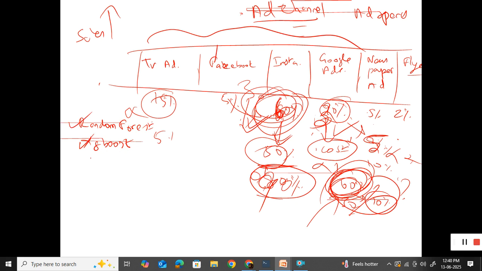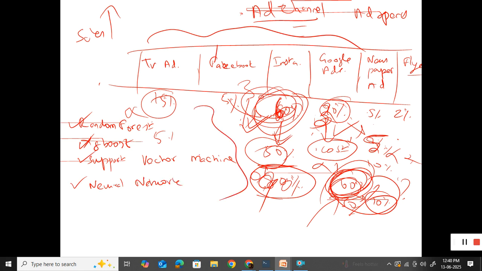And apart from this, you have something else called the support vector machine. With a support vector machine, you can solve both the regression as well as the classification problem. You can use this algorithm. And you have something called neural network. Likewise, you can use different algorithms to solve the regression problem. It doesn't mean you have to use only linear regression to solve the regression problem. There are alternatives also available.